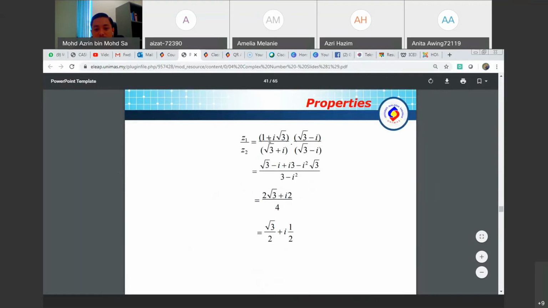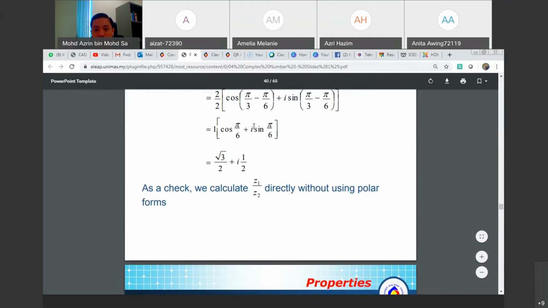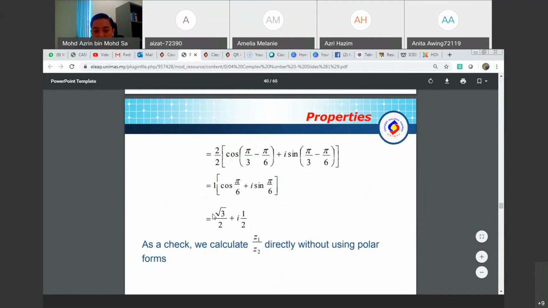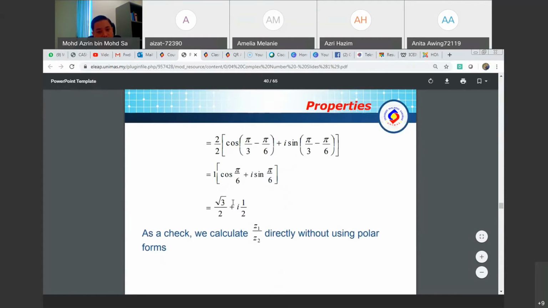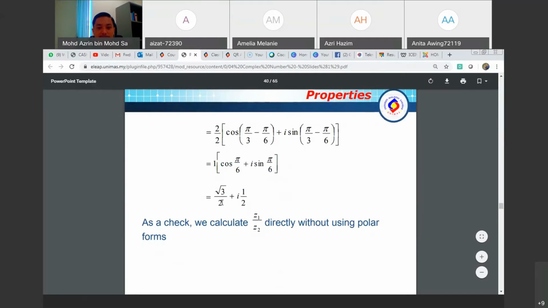So 1 plus i square root 3 divided by square root 3 plus i. So you darabkan and conjugate the numerator ni. Square root 3 minus i, and then you potong mana yang patut, and then finally you will get the same answer without using polar form, sama dengan polar form punya part. So itu cara you nak check lah whether you punya jawapan tu betul atau tidak.